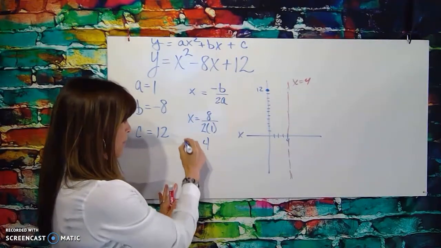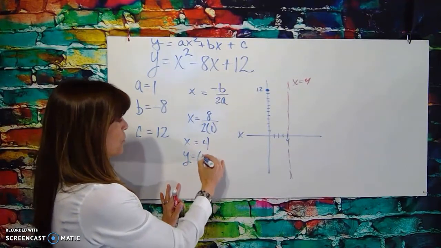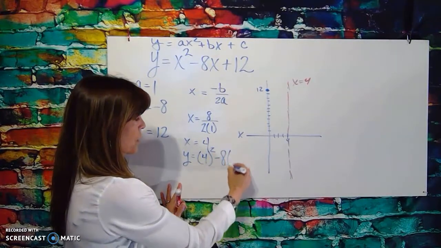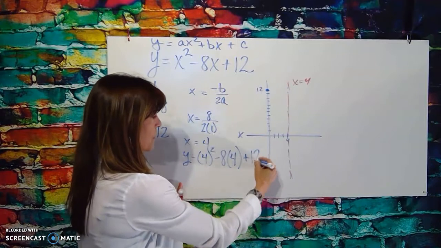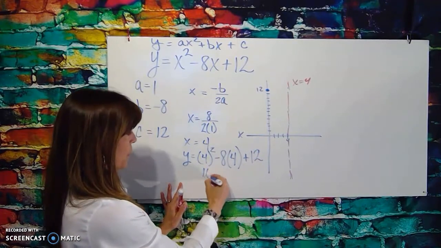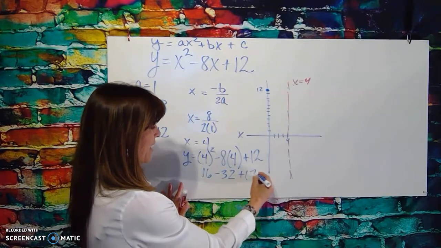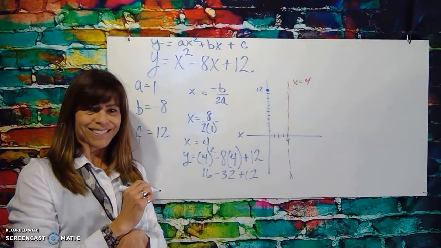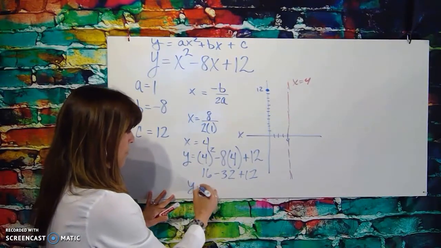So let's try that. We know x is equal to 4 for our vertex. This is going to be 4 squared minus 8 times 4 plus 12. Okay, and if we're real careful with that, our 16 minus 32 plus 12 looks like it's going to give us 28 plus a negative 32. So y is equal to a negative 4.